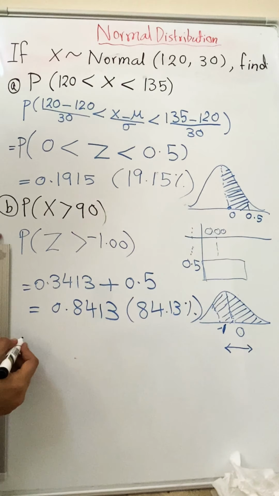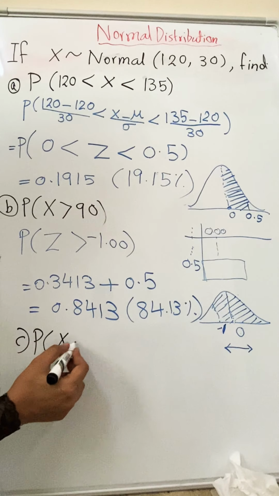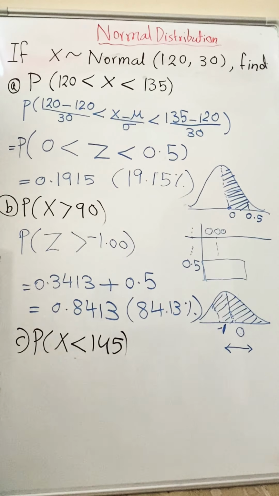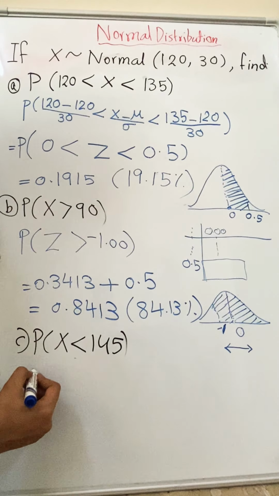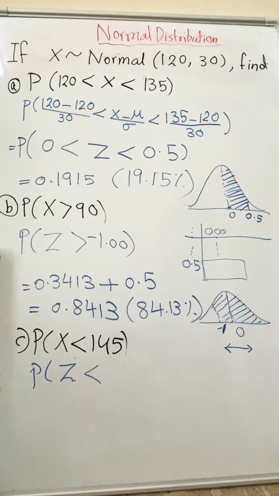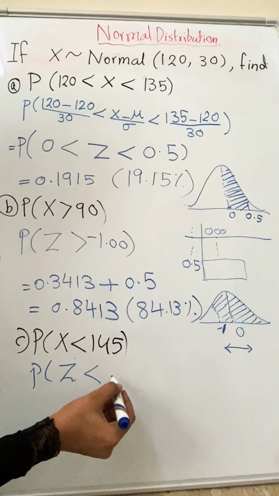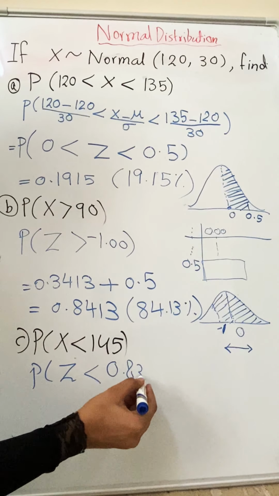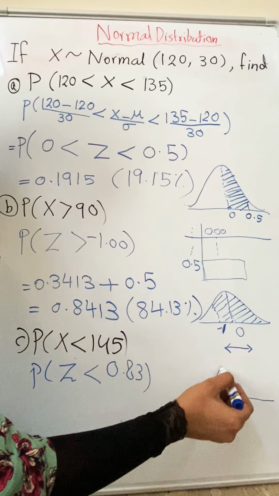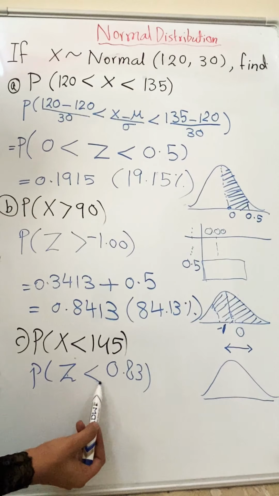Okay, so probability x less than 145. So we are going to convert our x to z again. Z less than, if we convert 145 to a z value, we subtract 145 minus 120 divided by 30, and we get the answer as 0.83. So we will draw first. This is most important. You want the probability of z less than this number.